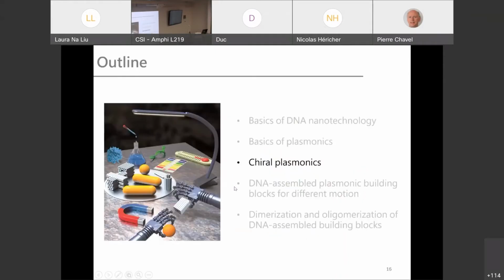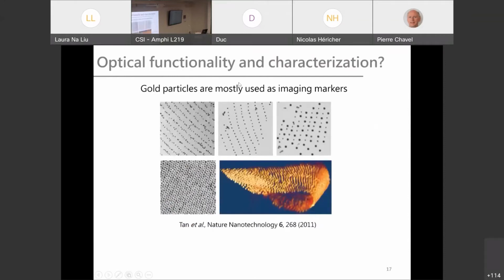Okay. So this is the introduction of the basics of plasmonics. So in summary, in the quasi-static domain, when our nanoparticles are really teeny tiny, much smaller than the wavelengths of light, we can treat them as effective dipoles. So now in the third section, I will introduce to you chiral plasmonics, after I have talked about basics of DNA nanotechnology and plasmonics.